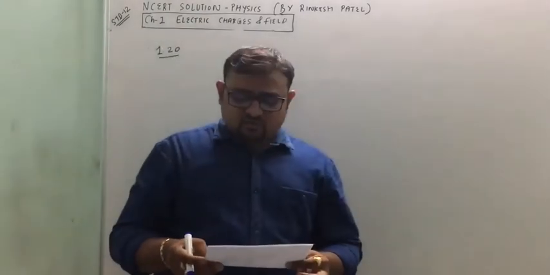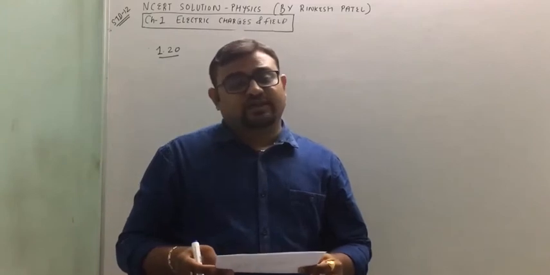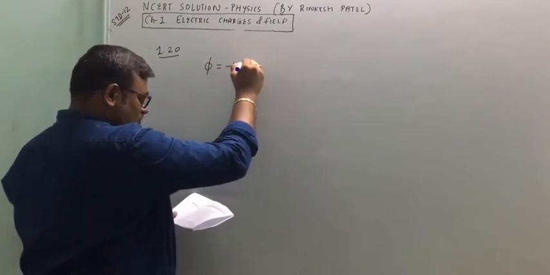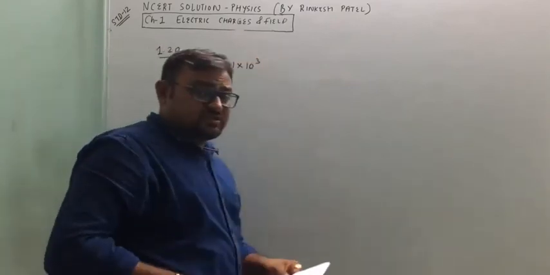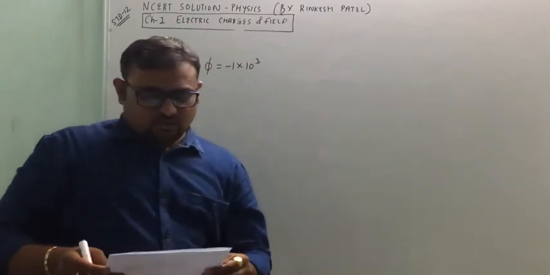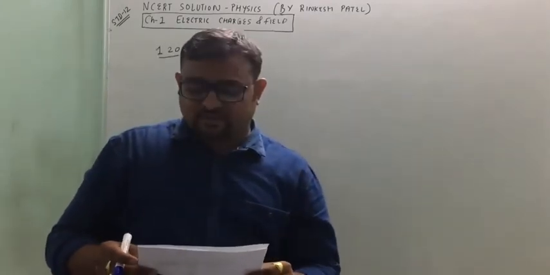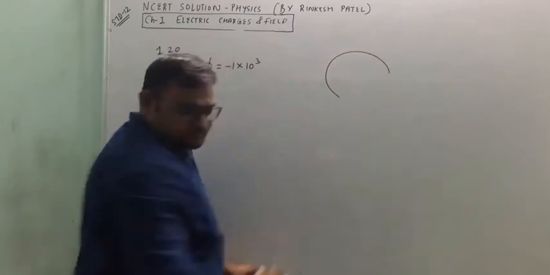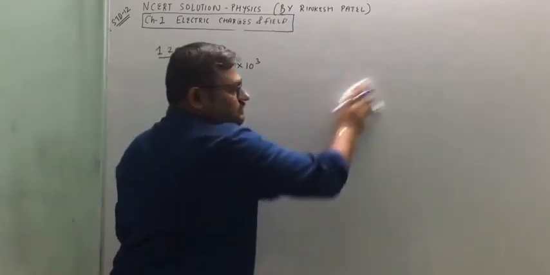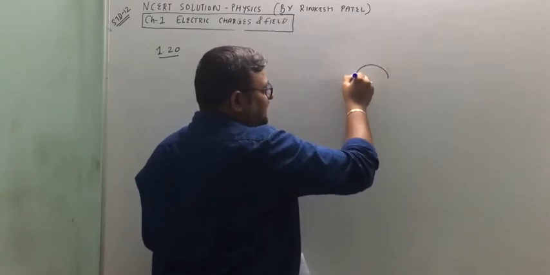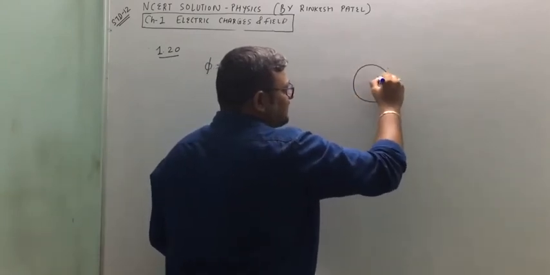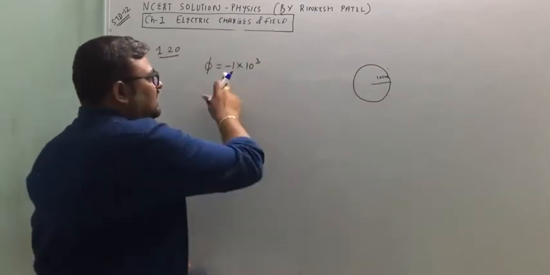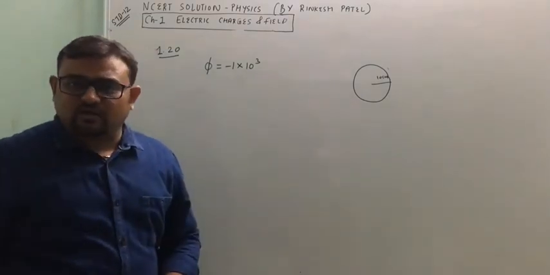A point charge causes electric flux of minus 1 into 10 raised to 3 Newton meter square per coulomb. Now this is the flux generated due to a point charge through a spherical Gaussian surface of 10 centimeter radius centered on the charge. Means a spherical surface is taken having radius 10 centimeter, and flux coming out of this is minus 1 into 10 raised to 3 Newton meter square per coulomb.